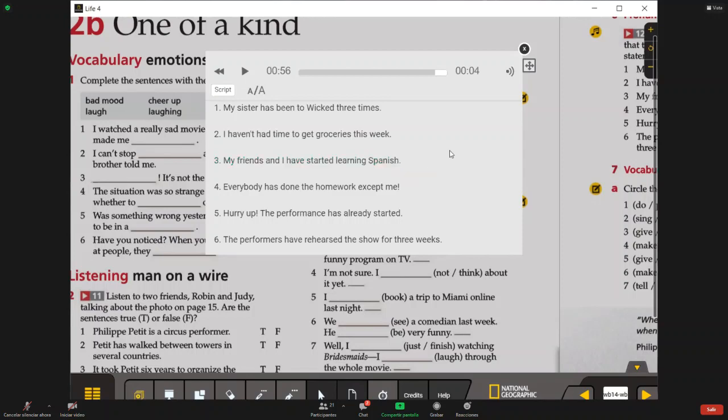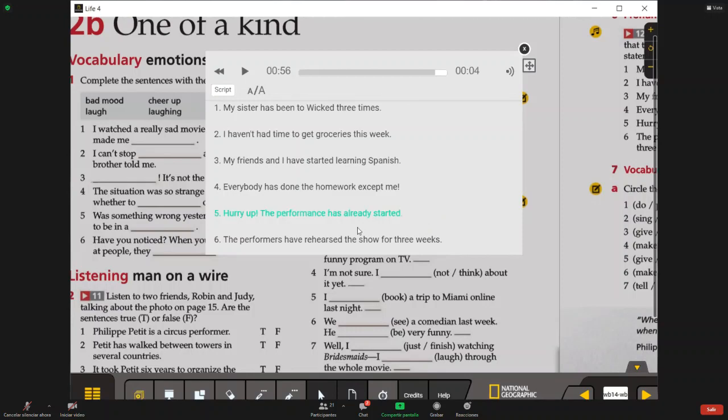And here is the other correction. My friends and I have started. Okay, remember that start is a verb followed by gerund. So started learning, and that is the way we say. And everybody has, that is, Gael, what I told you, because everybody is singular. And then Fatima, with hurry up, the performance has already started. Remember that already usually goes with that present perfect.